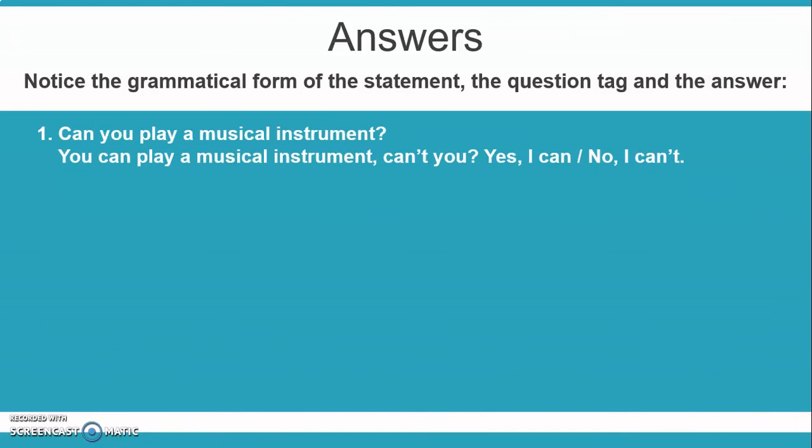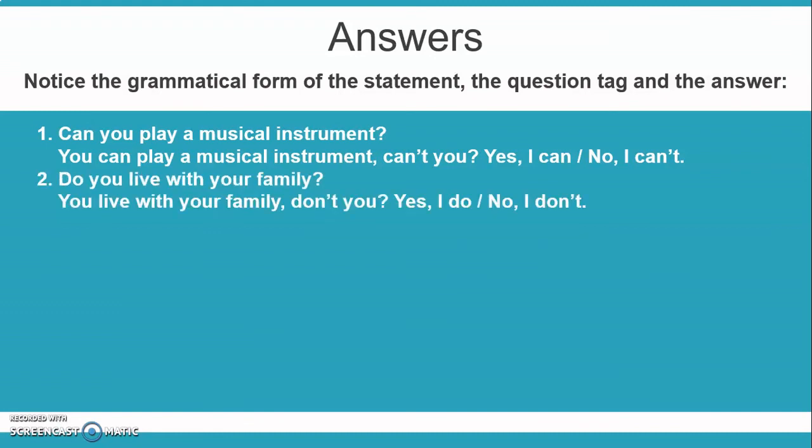First, can you play a musical instrument? This is how we can do it. You can play a musical instrument, can't you? The answer is yes, I can. Or if you disagree, you say no, I can't. Second, do you live with your family? It can be changed into a question tag in this way. You live with your family, don't you? Yes, I do. Or you can say no, I don't.